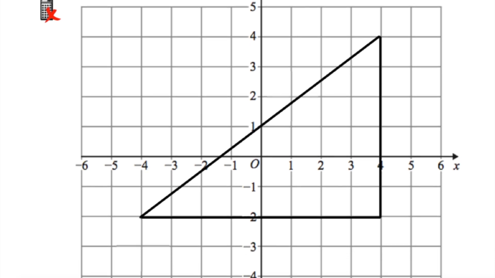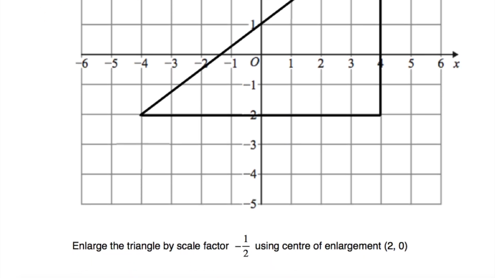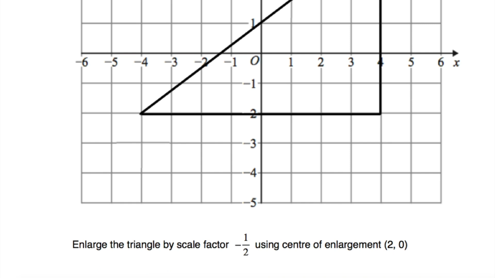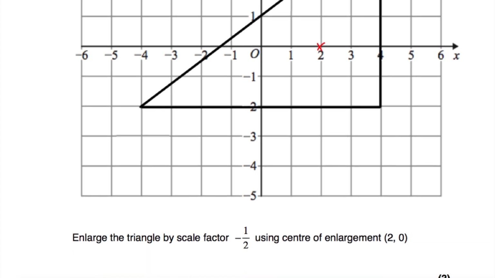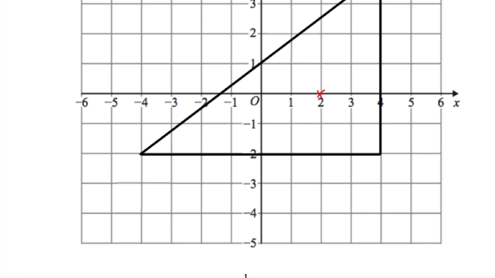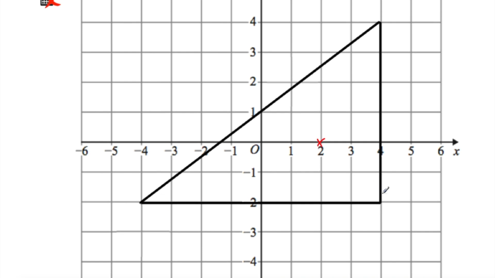So question number 7, we've got this large triangle, and we've been asked to enlarge this triangle by scale factor -1/2 using center of enlargement 2, 0. So 2, 0 is there, that's the center of enlargement, and we want to enlarge it by scale factor -1/2. So it means all the distances are going to be halved, but in the opposite direction. Okay, so let's start off with this point here. It's 2 to the right and 2 down. So we're going to halve that. It's going to be 1 to the left and 1 up. So 1 to the left and 1 up will be there.